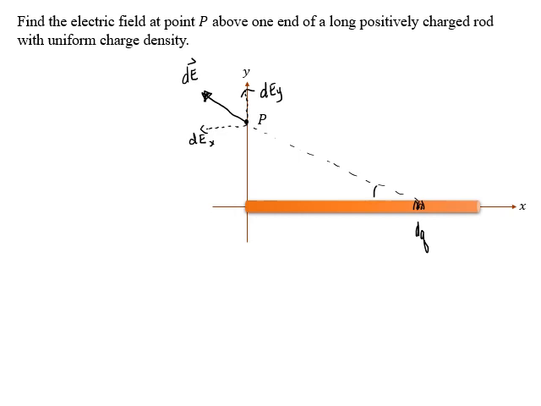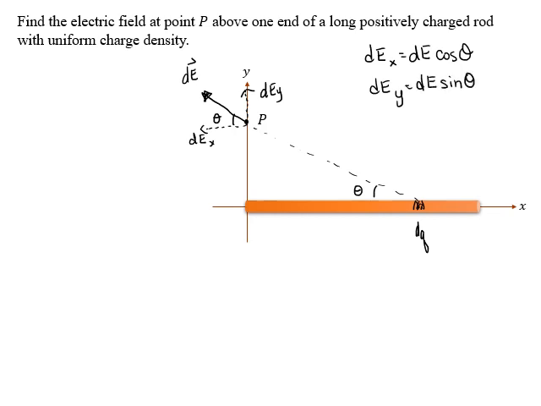We want to write dEy and dEx in terms of dE, so let's identify an angle theta. And we know that dEx is adjacent to our dE, so it's going to be dE times cosine theta. dEy is opposite our angle, so it's dE times sine theta.